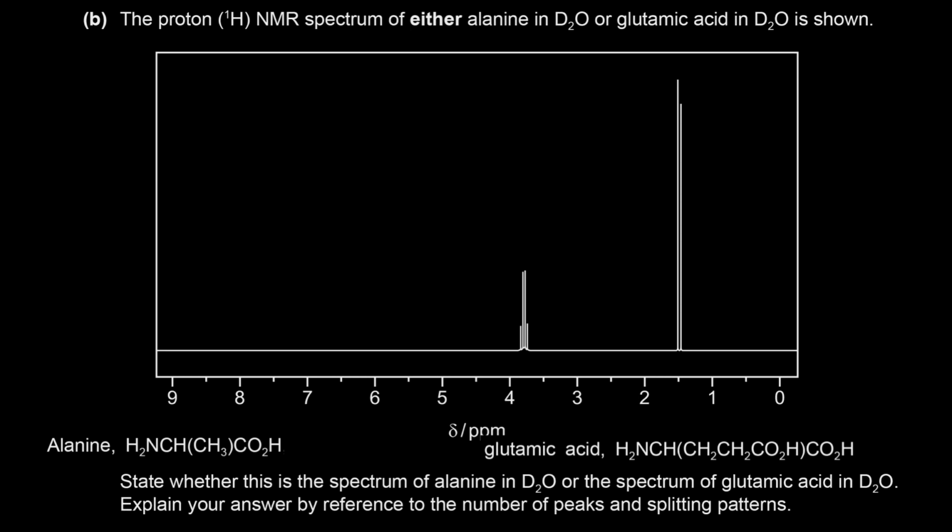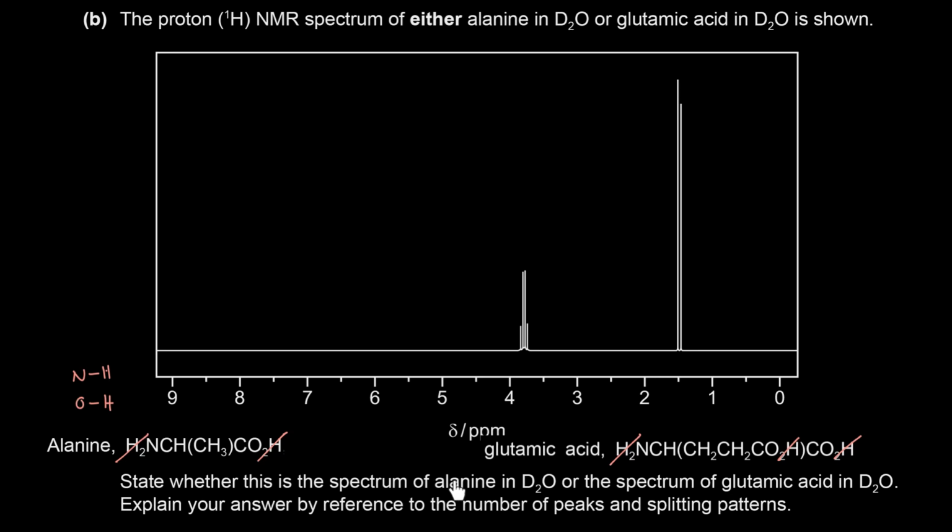Now the first question is: which peaks will disappear when I add D2O? We know that any protons bonded to either a nitrogen or an oxygen will disappear. Any OH or NH peaks will disappear. So in glutamic acid, these three peaks wouldn't show up, and in alanine, these two peaks wouldn't show up, because these are OH or NH peaks.